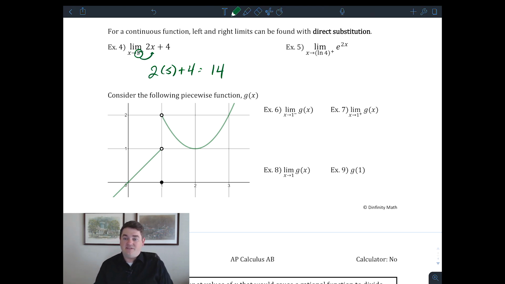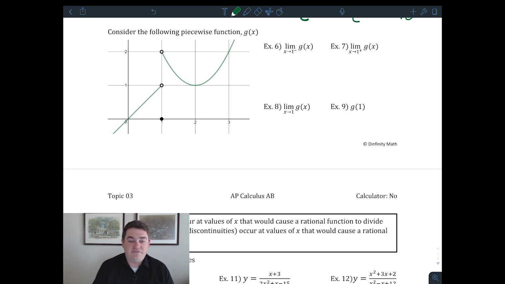Example 5, find the limit as x approaches the natural log of 4 from the right of e to the 2x. Well, e to the 2x, again, is a continuous function, so I'm going to plug in, giving me e to the 2 times the natural log of 4. Now, using log properties, I can write this as e to the natural log of 4 to the second power, so e to the natural log 16. And because e and natural log are inverse functions, they cancel each other out, giving me 16. Moving along here.